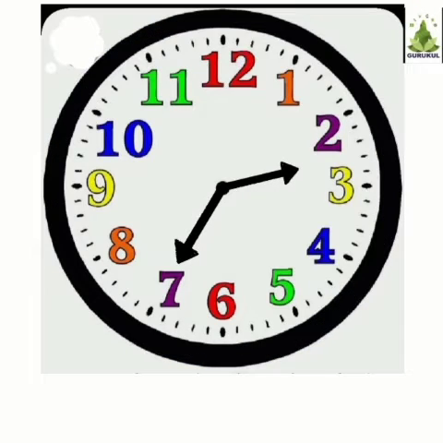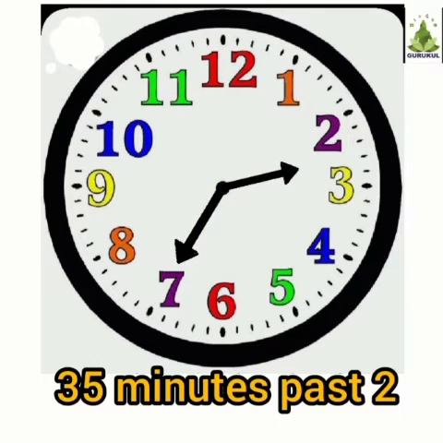Same way, next clock. Minute hand is on 7. You know, when the minute hand is on 6, it means 30 minutes. Let's count minutes from the beginning. 5, 10, 15, 20, 25, 30, 35. 35 minutes past 2 as our hand is between 2 and 3. Read and write this time of clock as 35 minutes past 2.